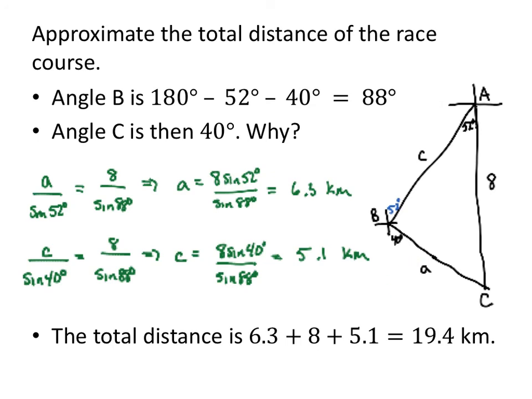Remember, your sketch is always just a basic idea of what's going on, not drawn to scale by any means. Just because a looks shorter doesn't necessarily mean the calculations will lead me to the same conclusion. The total distance, therefore, is 6.3 plus 8 plus 5.1, or 19.4 kilometers. Trigonometry, where we no longer have right angles, still possible, still fairly straightforward. Thanks for listening.